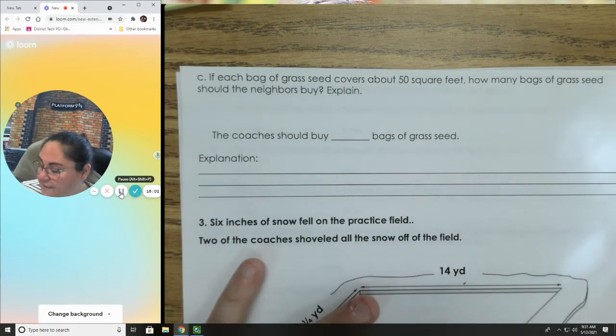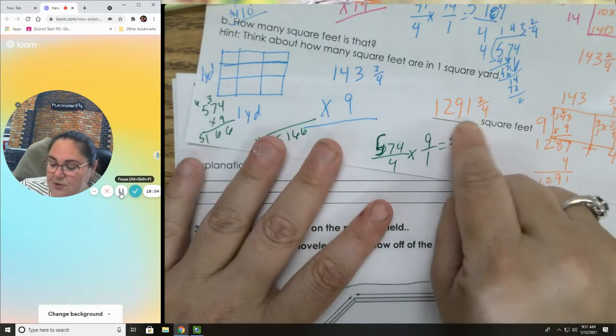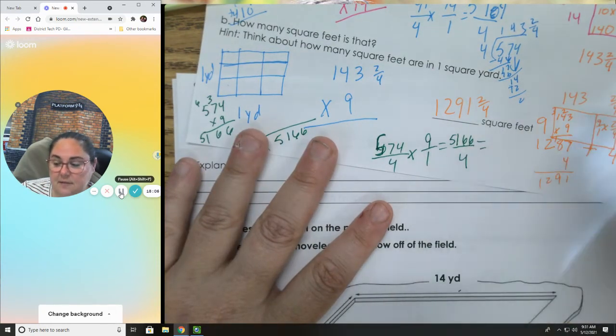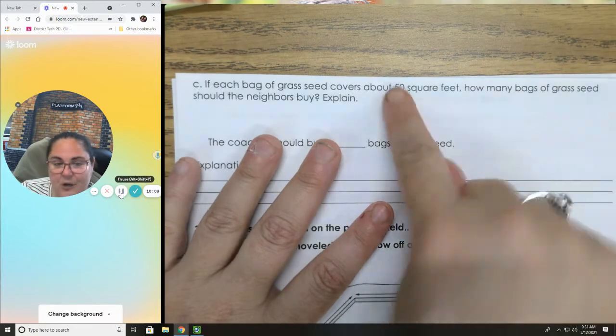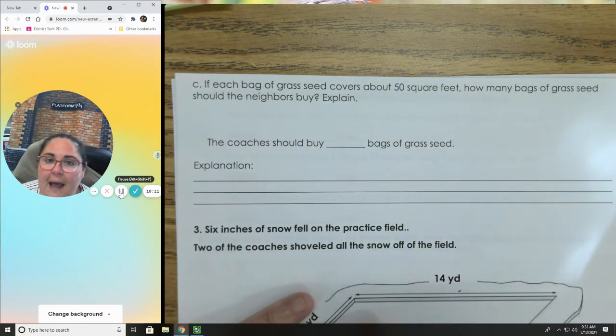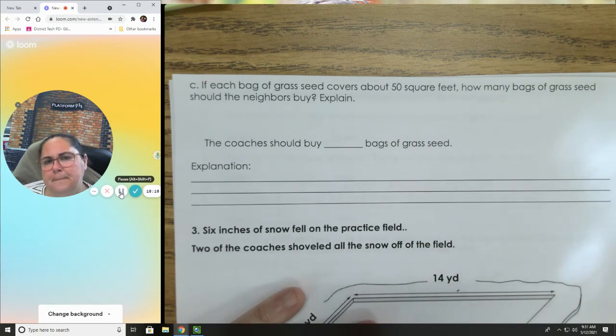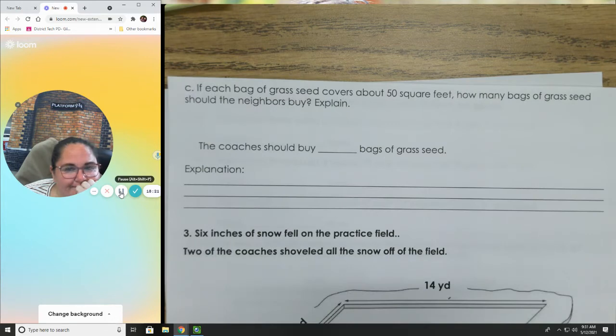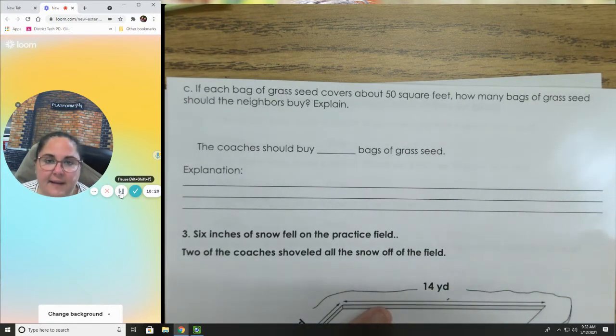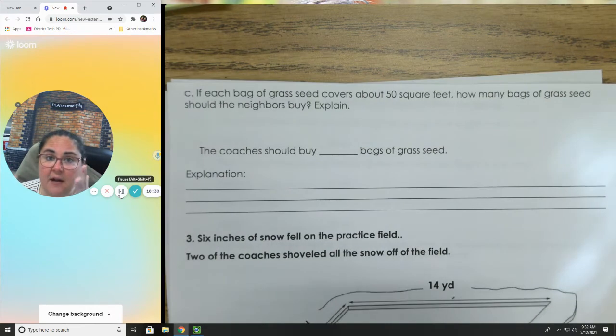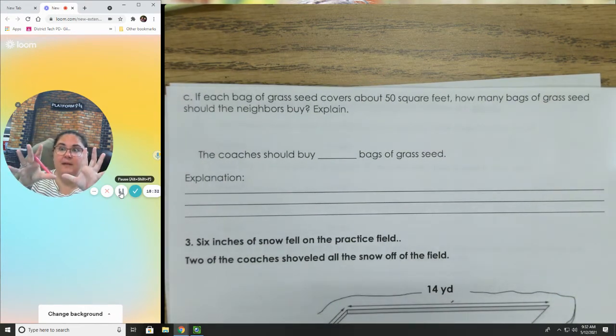All right, so if I have 1,291 and 2/4 square feet, and the bags of grass seed are about 50 square feet, how many bags do I need? We're going to add, subtract, multiply, or divide. What do you think? We are going to divide. I already have my area, but now I need to figure out how many bags of grass seed will fill this area. So I need to divide.